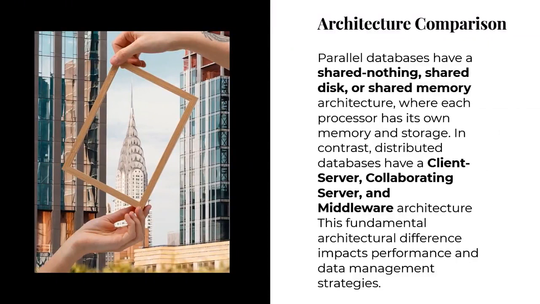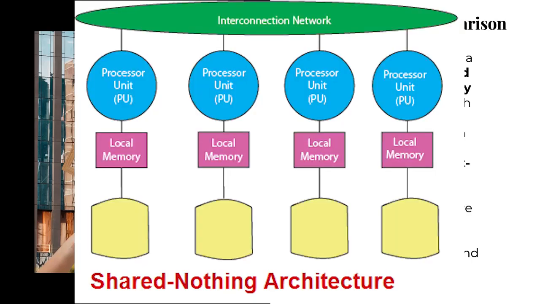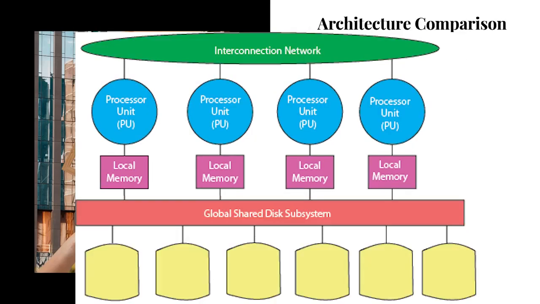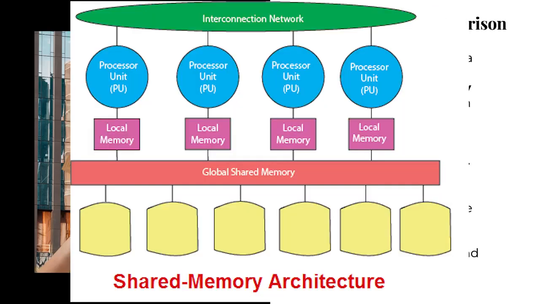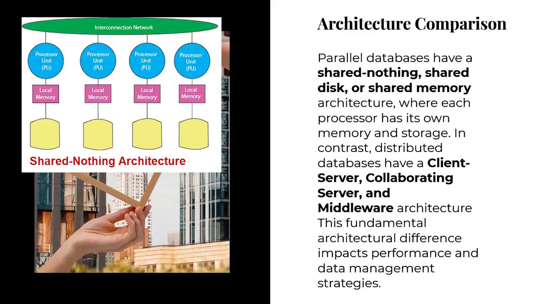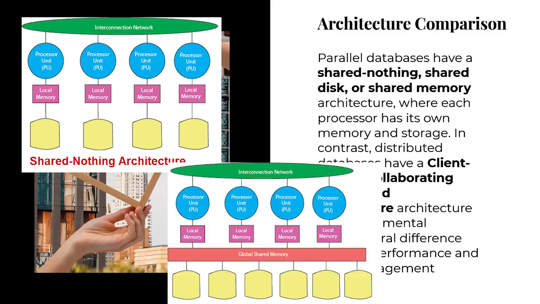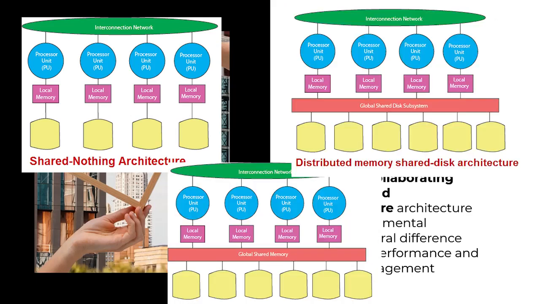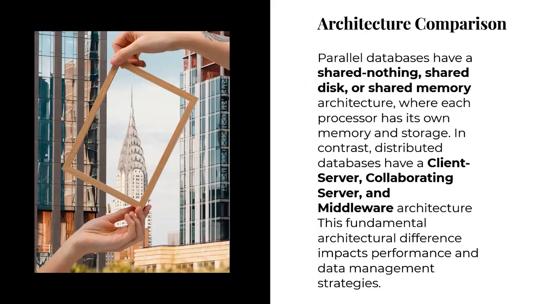In the architecture of both database types, there are some differences. For example, in the parallel database, we have that a client and a server share nothing, or all clients share disk, which is where they store files, or all clients share memory. So there's a shared nothing architecture, there's a shared memory architecture, and there's a shared disk architecture.